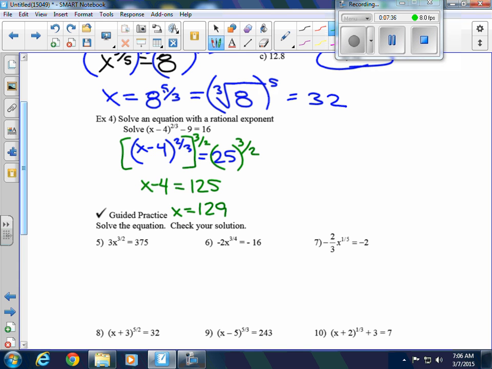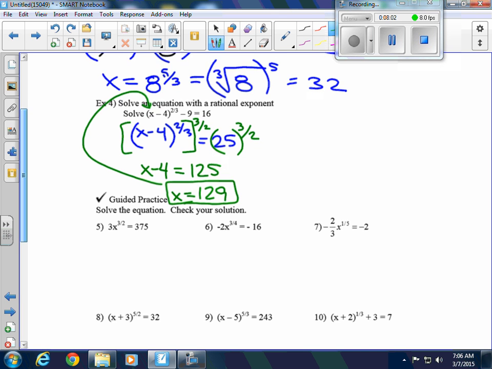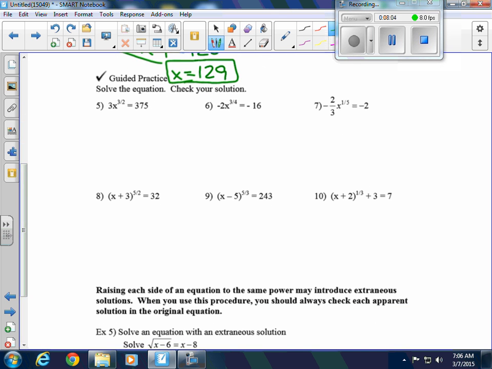Okay, and once again, you're going to want to put that in to see if it works. We should always plug them in to see if they work. So if we put it back into the original equation, 129 minus 5 is 125. The 3rd root of 125 is 5. 5 squared is 25, and 25 minus 9 is 16. So we have that 16 equals 16. So we know that this is, in fact, a solution to the problem.